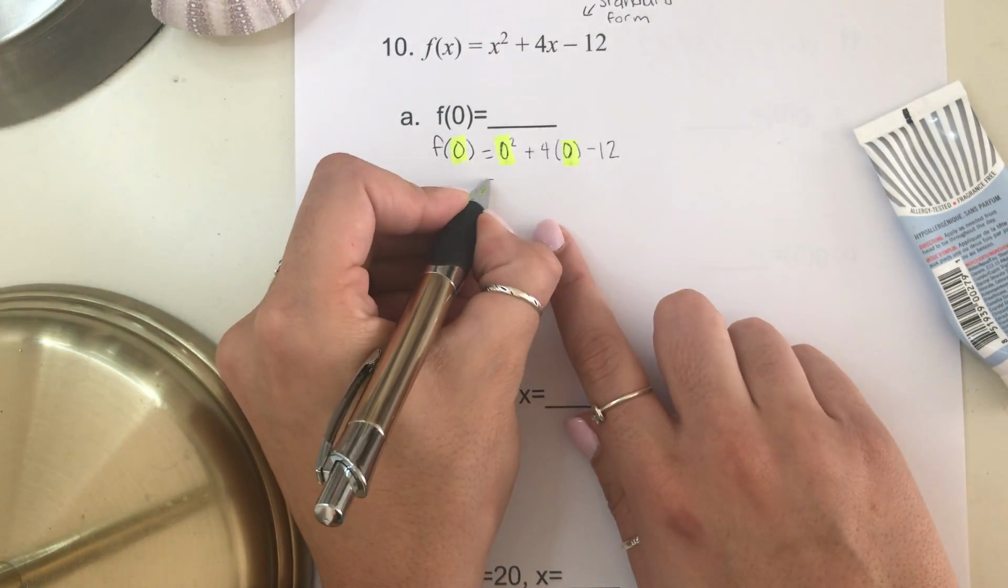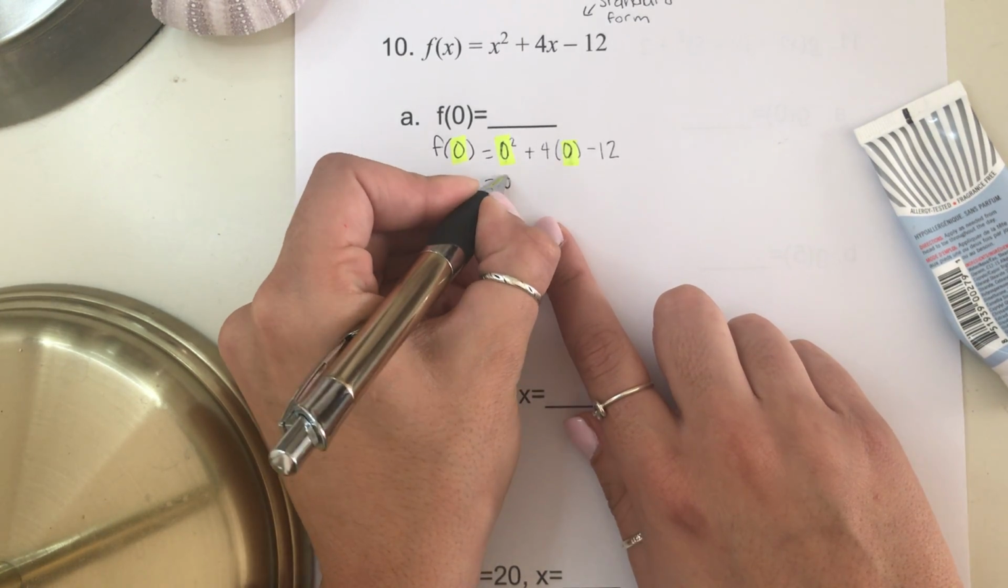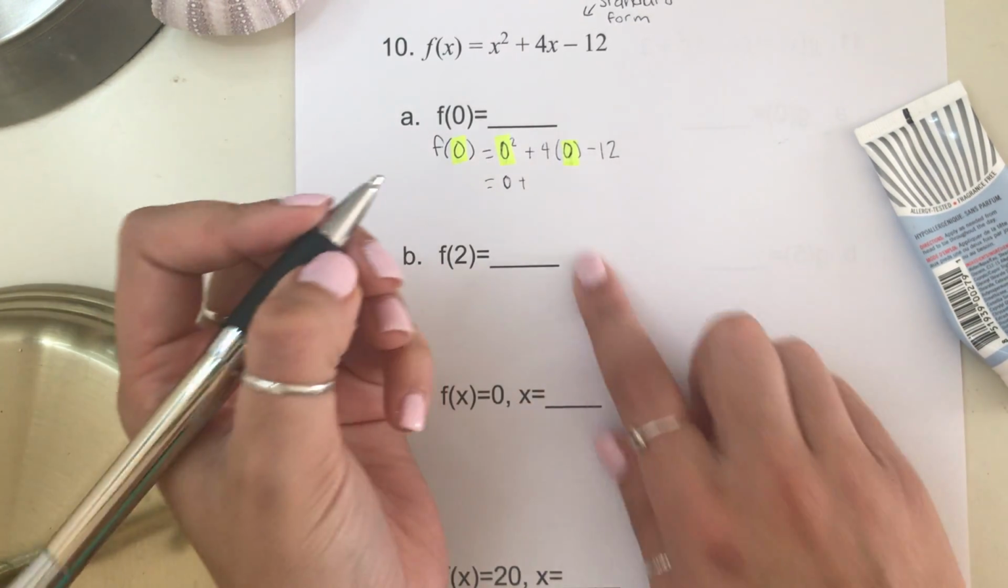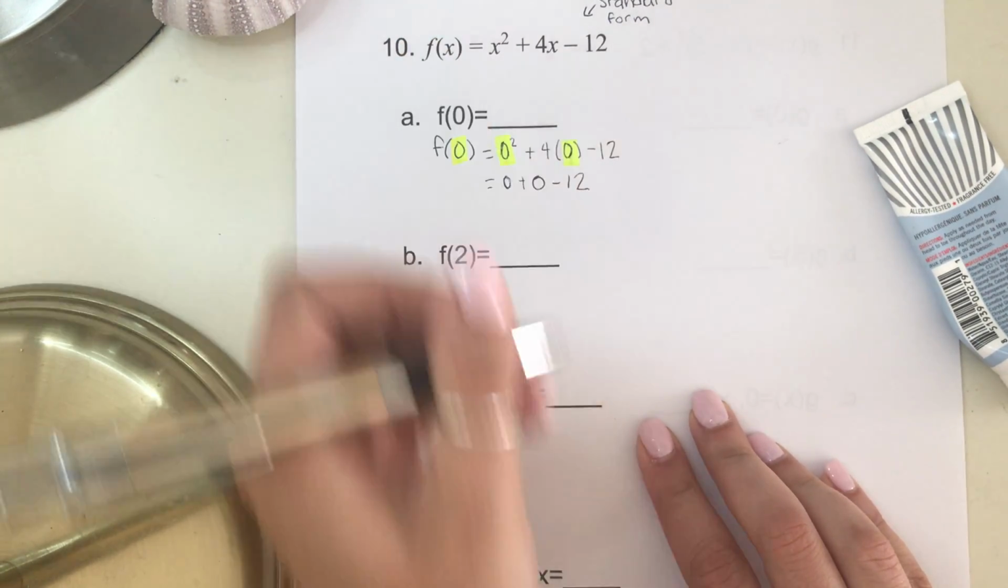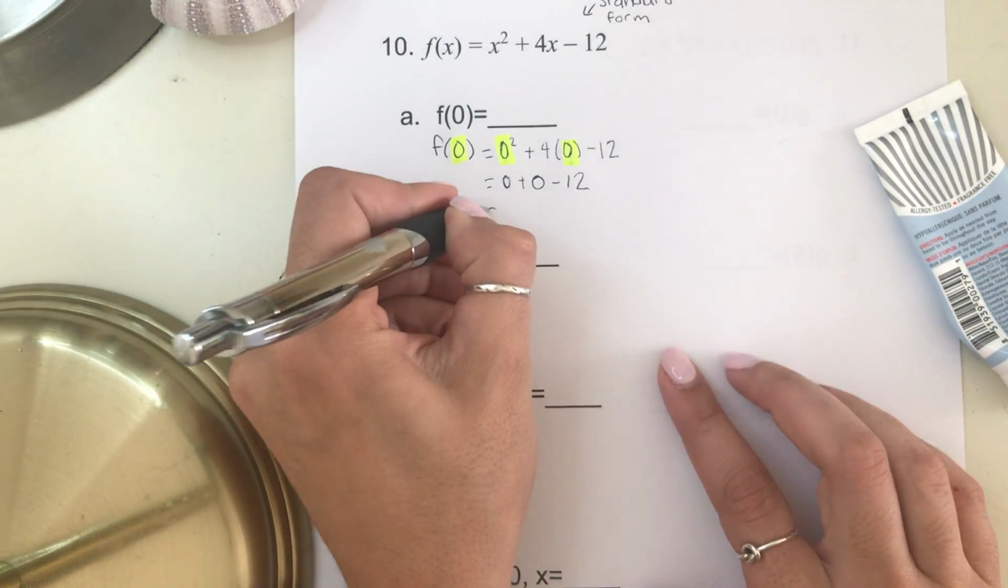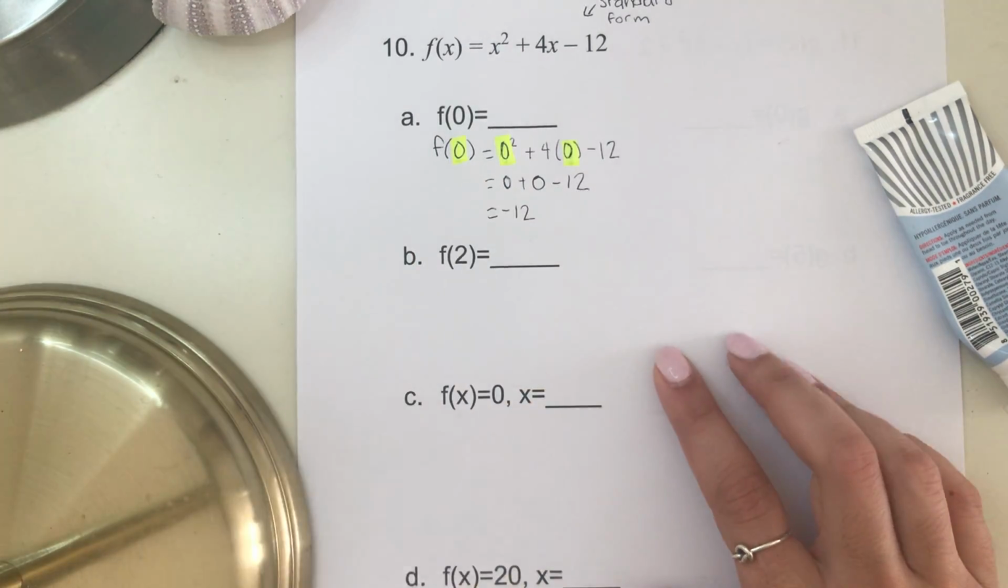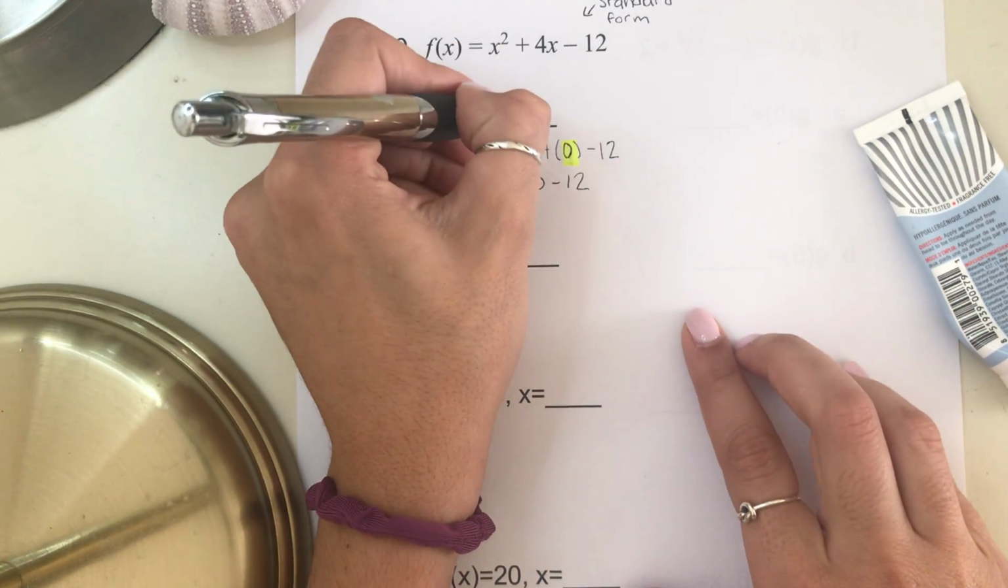So 0 squared is obviously 0, plus 4 times 0, which is also 0, minus 12. So that leaves me with negative 12 as the answer. So I'll write that in the blank space.